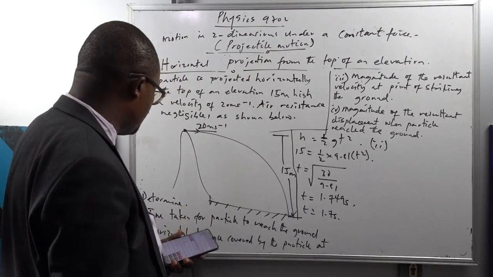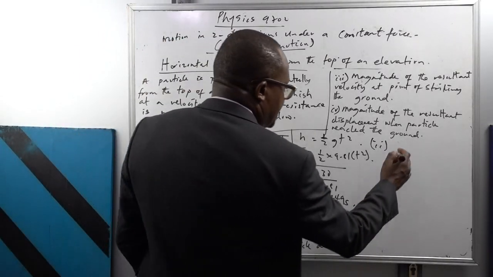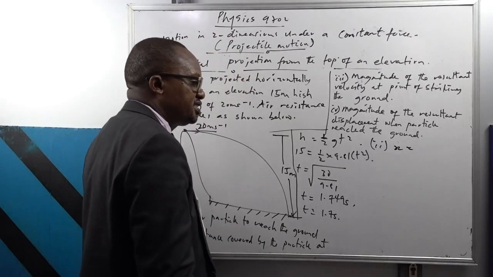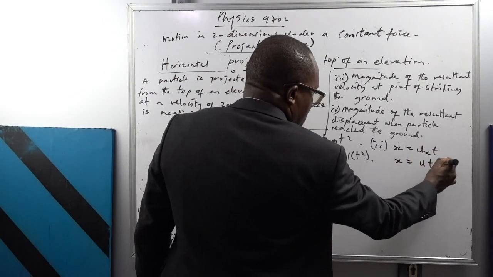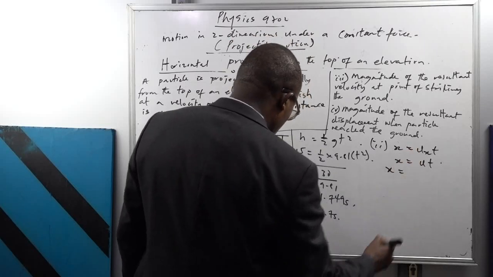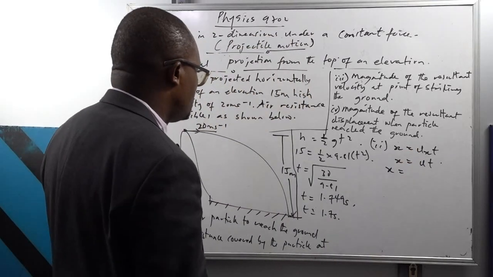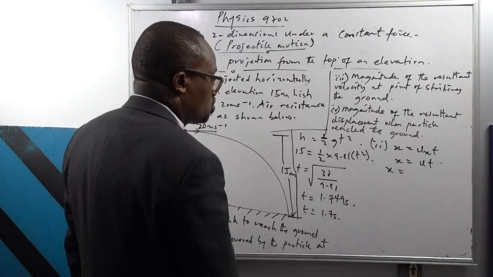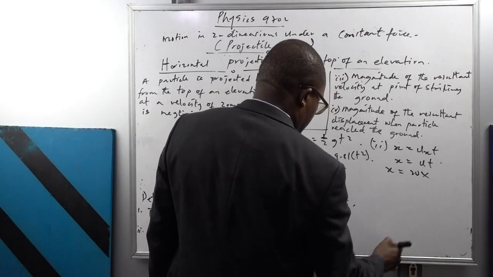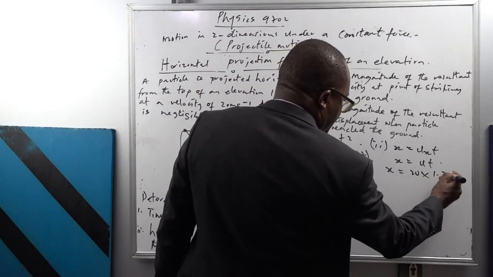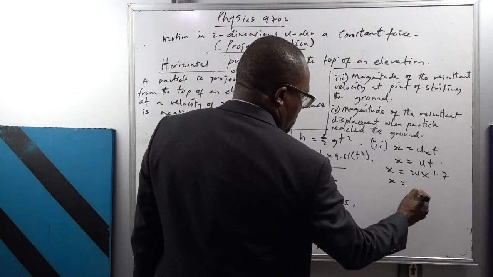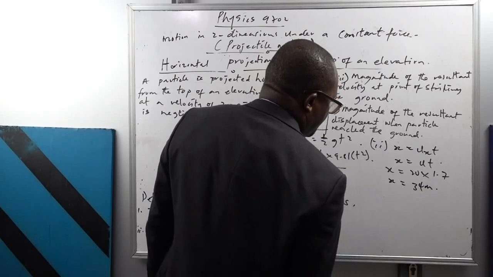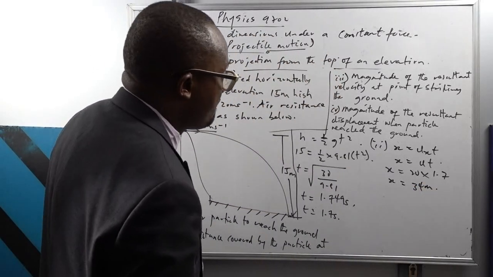Next question. Horizontal distance covered by the particle at that instance. Horizontal distance covered by the particle when it reaches the ground, x, is equal to what? uxt. And don't forget that ux is u. So x becomes ut. What is u? u in this question is 20. The time taken for it to reach the ground is 1.7 approximately. So this becomes 17 times 2. This becomes 34 meters approximately.